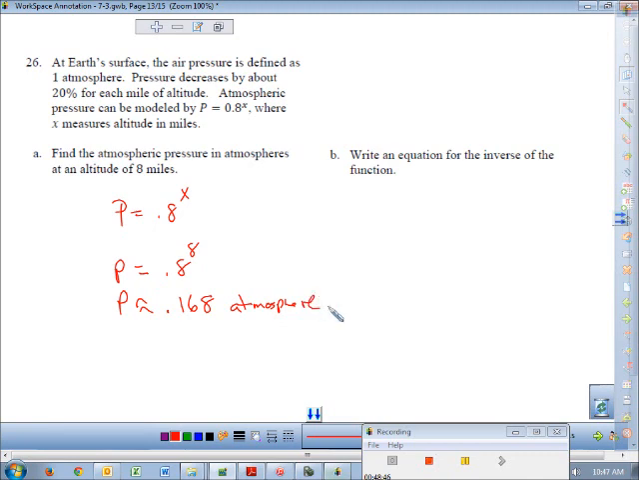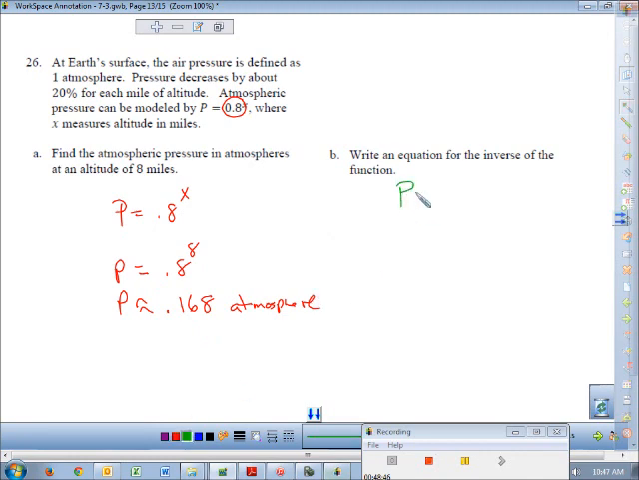So like if you're on the ground here on Earth, there's normally what they call an atmospheric pressure, right? That's just a pressure of one atmosphere. Well, the higher you go up, you're going to have less pressure, correct? It reduces. That's an exponential decay situation. So if you went up 8 miles, there shouldn't be much atmospheric pressure at all. Cool. Write the equation of the inverse.